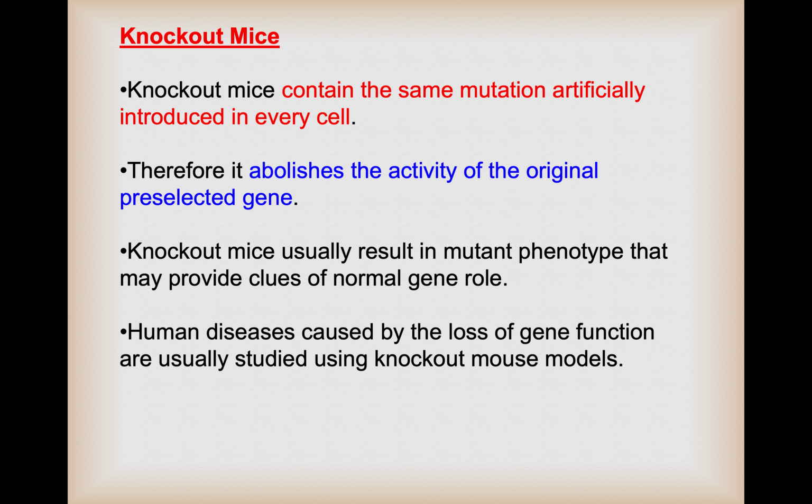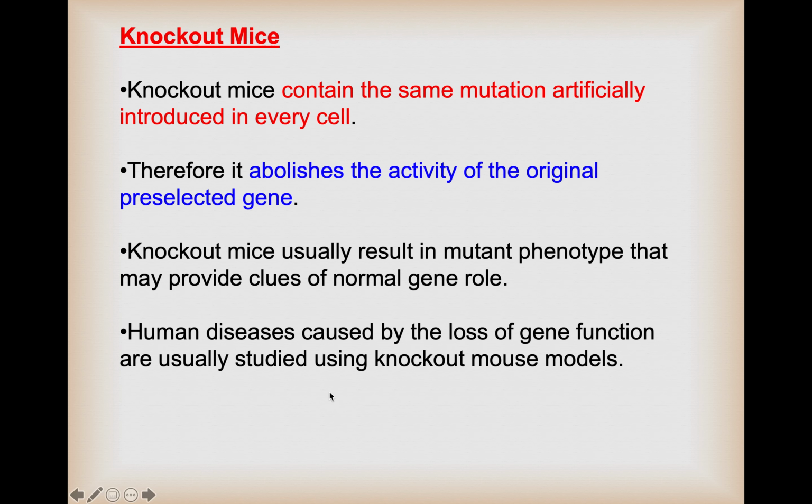So knockout mice is basically a common way to determine how a gene would function when a certain gene is turned off. It is defined as containing the same mutation artificially introduced, because you purposely switch off the function of a certain gene. It basically abolishes the activity of the original pre-selected gene. So knockout mice would result in a mutant phenotype that may provide clues of the normal gene role. Can the gene perform as normal if it's being turned off?